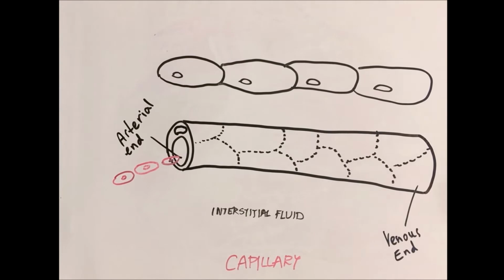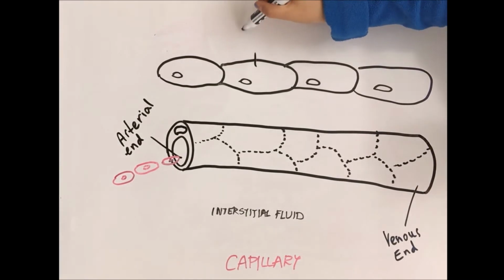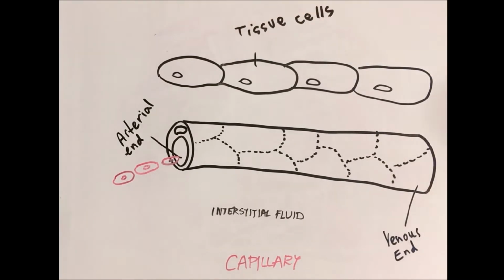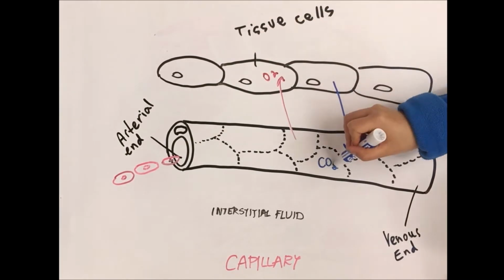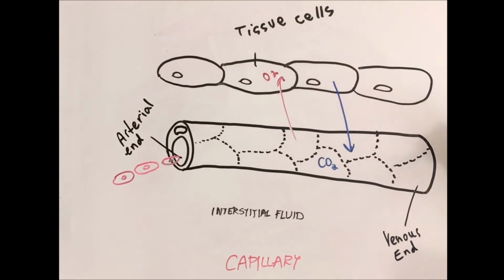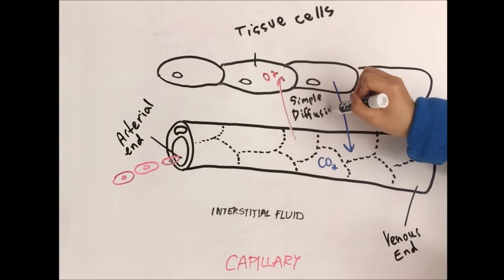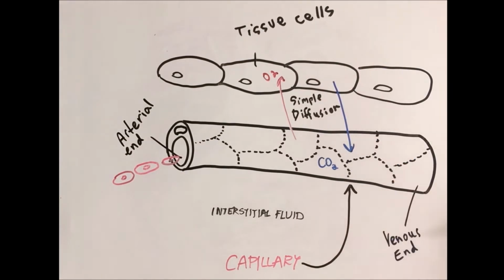The interior space is just large enough for a single file of red blood cells to pass through. Finally, the interior has a smooth surface that prevents red blood cells from being abraded. Oxygen and carbon dioxide diffuse through epithelial cells of capillary wall into the neighboring tissue. Larger molecules transport through endo and exocytosis.